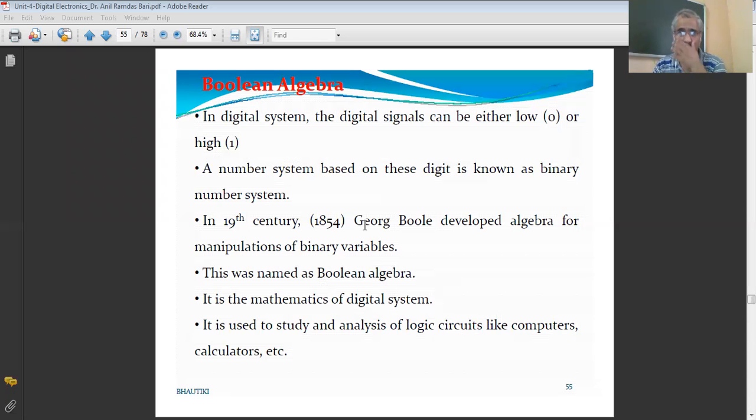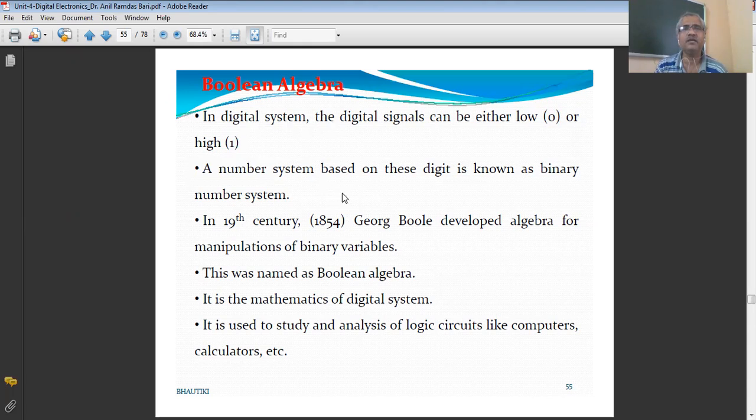So these are the two De Morgan's theorems, which are very useful in simplifying Boolean algebra. Now, Boolean algebra is used in the digital system. Digital signals can be either low or high. We know what a digital system is: a system in which signals can be either low or high. We can denote the low signal by the 0 state and the high signal by the 1 state.